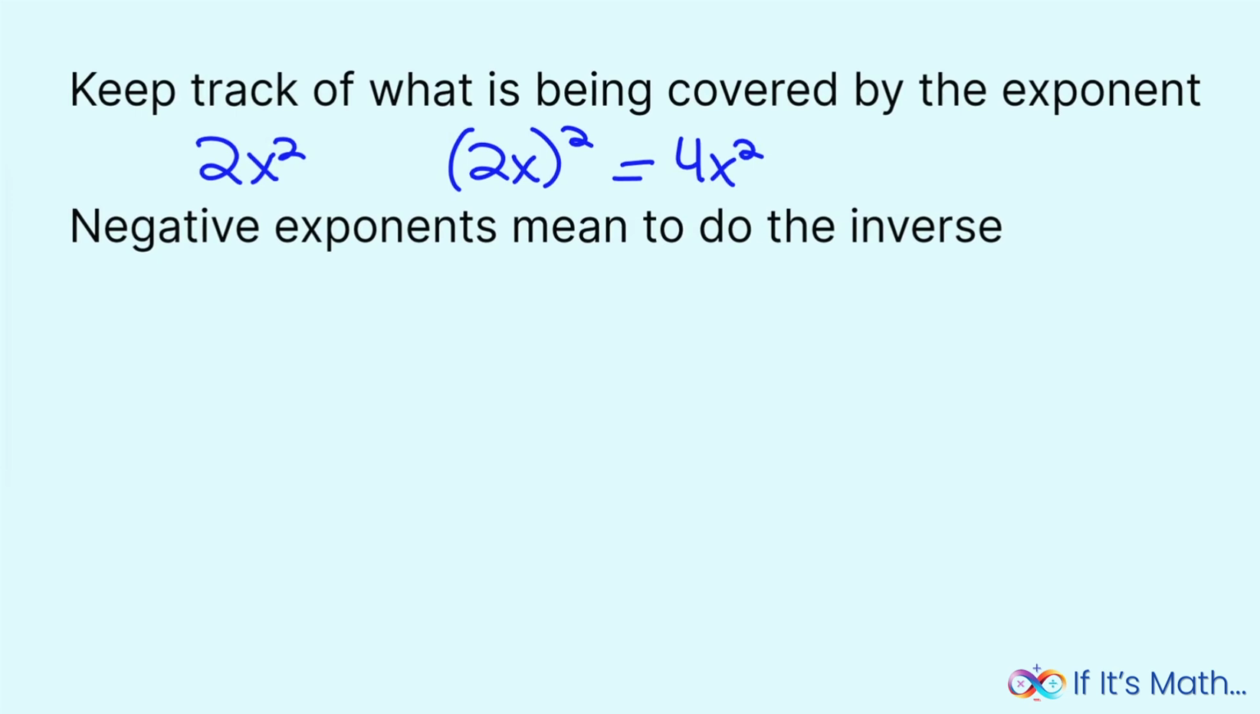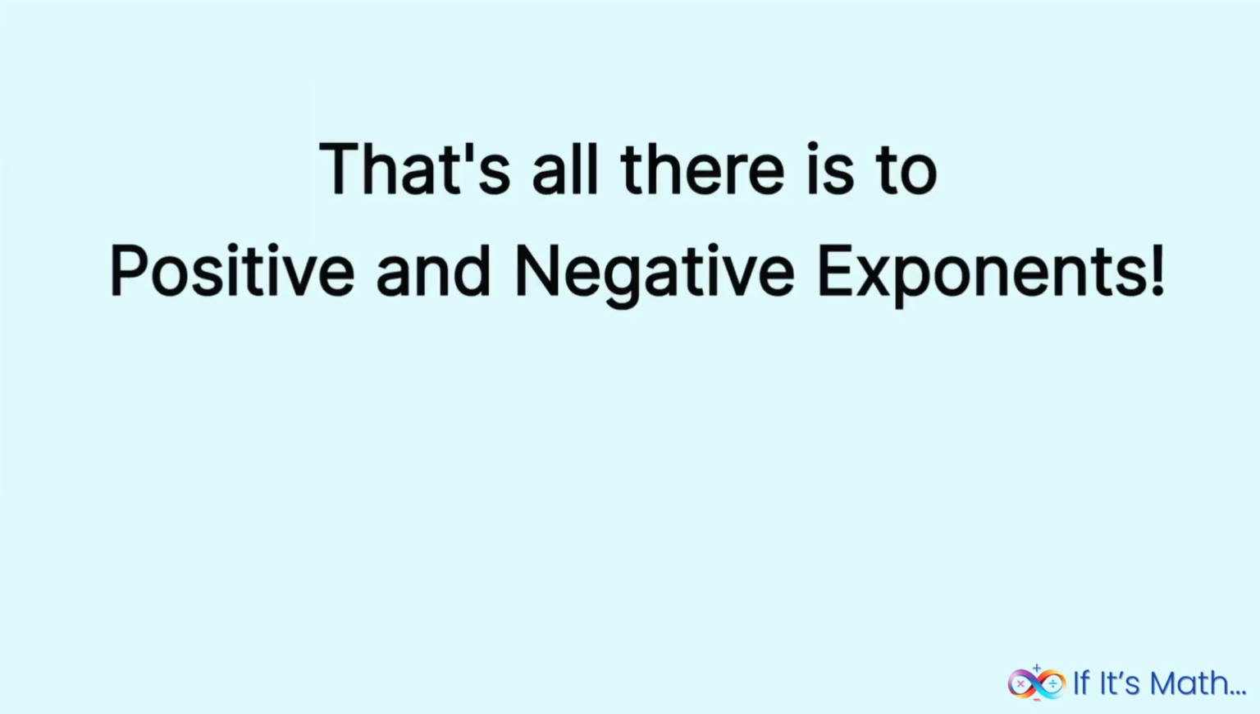Then with negative exponents, remember it means to do the inverse or kind of flip it over. So you have y to the negative third. That is 1 over y to the third. And that's all there is to positive and negative exponents.